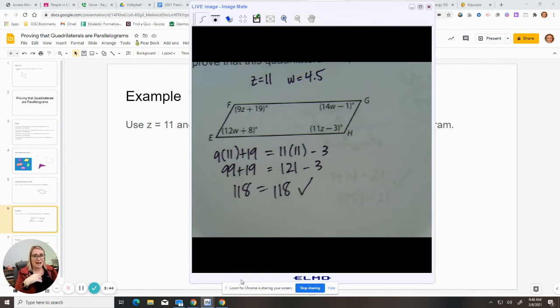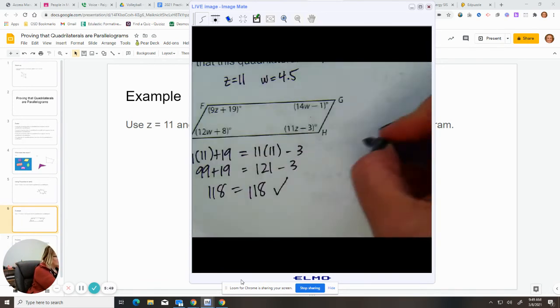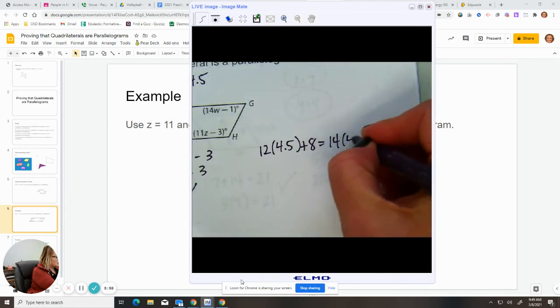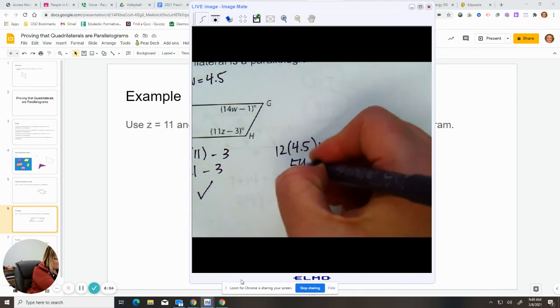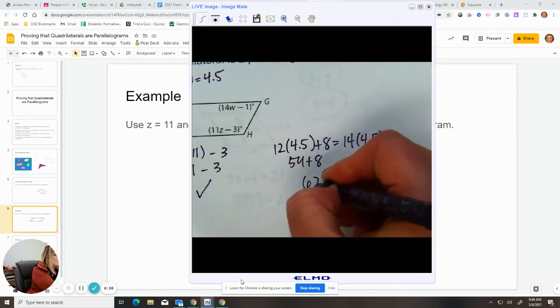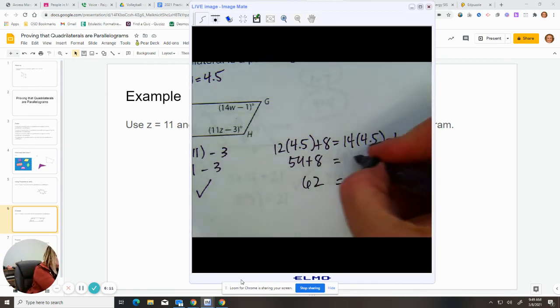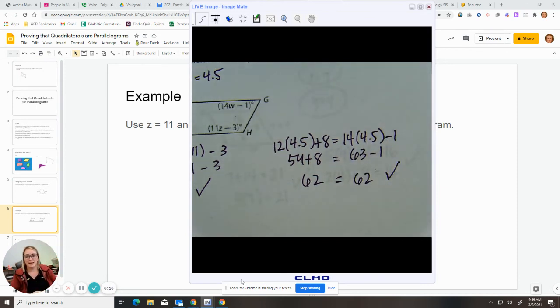Now we're going to do the exact same thing, but with our W's, plugging in 4.5. So we would say 12 times 4.5 plus 8 has to be equal to 14 times 4.5 minus 1. 12 times 4.5 is 54, plus 8 is 62. 14 times 4.5 is 63, minus 1 is 62. And again, that one checks out as well.